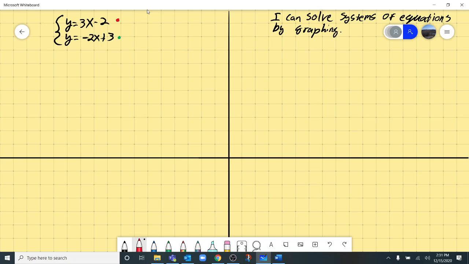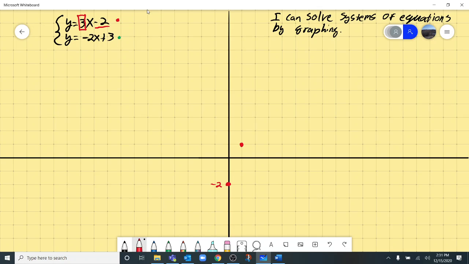For my red graph, the first one, I'm going to find my y-intercept. My y-intercept is at negative 2, so I'm going to go down to negative 2, counting each square as a space. My slope is 3, which means my rise is 3 and my run is 1. If it's a whole number, my run is just 1. I'm starting at my y-intercept of negative 2, counting up 3 spaces, 1, 2, 3, and then going out 1 because my run is 1.